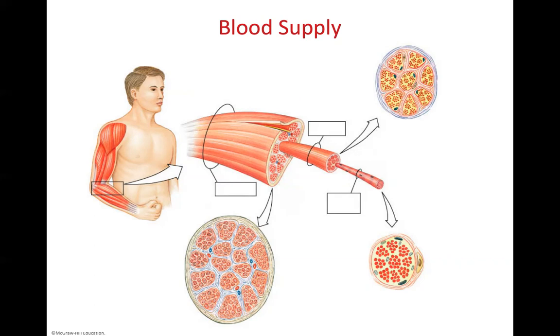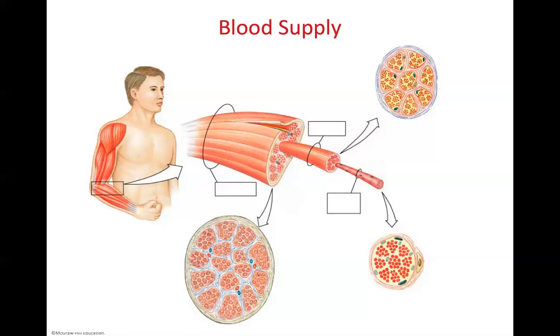So hopefully you took a moment and actually saw that you could fill in those 3 blanks. The first one, the big one, indicates an entire muscle, surrounded by epimysium. The slightly smaller one would be a fascicle, a bundle of cells that would be surrounded by perimysium. And then the last would be an individual muscle fiber or cell that's surrounded by endomysium.